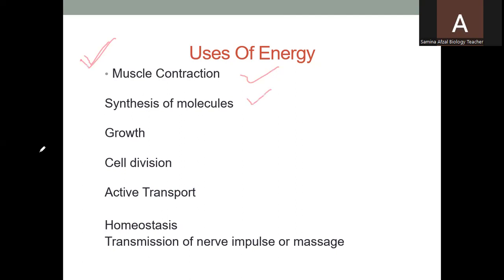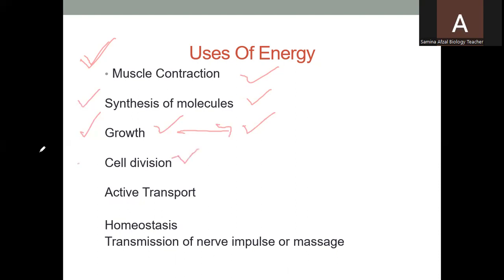Then synthesis of molecules. Students, in our body, synthesis of larger molecules or macromolecules takes place with the help of smaller molecules. For example, the formation of proteins from amino acids and the formation of DNA molecules or DNA replication, all this takes place with the help of energy. So energy is obtained from respiration. Then growth: the growth and development of our body takes place. To grow or to develop, energy is needed. Again, this energy is obtained from respiration.